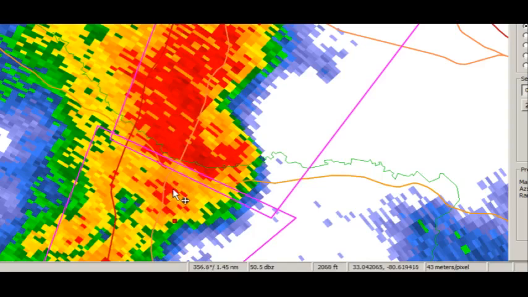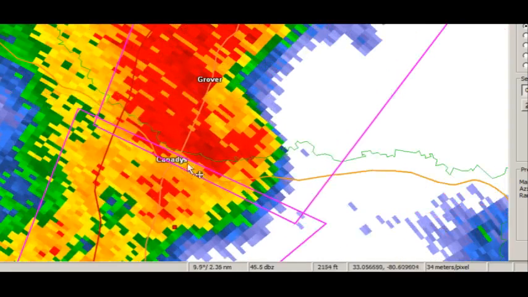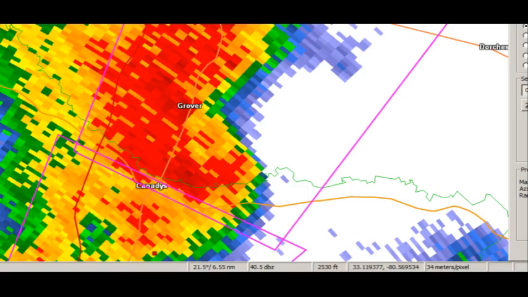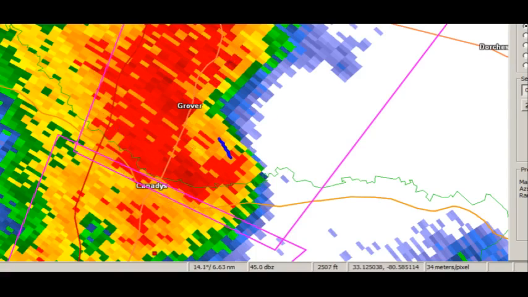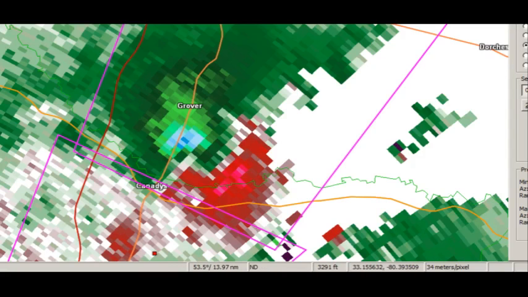Okay, so there's our system right there, and it has cleared Canadas and is already moving up to Grover. Definitely got that supercell appearance, got that kidney bean shape, and the main vortex area right there. Okay, so not so much a tornadic appearance here on the velocity. We definitely do have the mesocyclone in place right there. I'll put a dot right there.